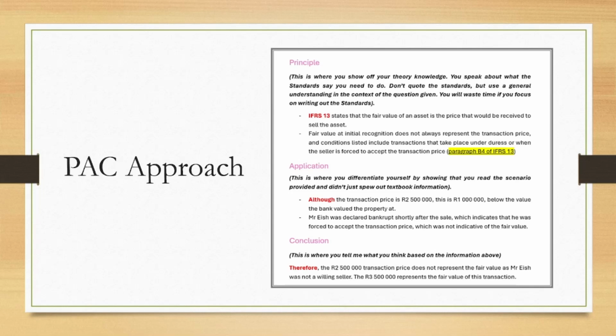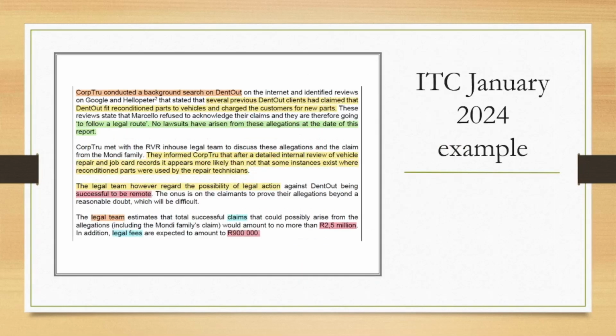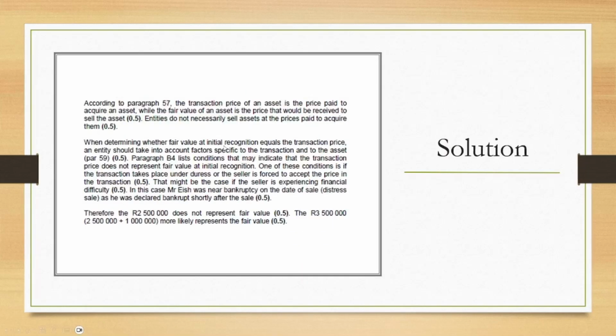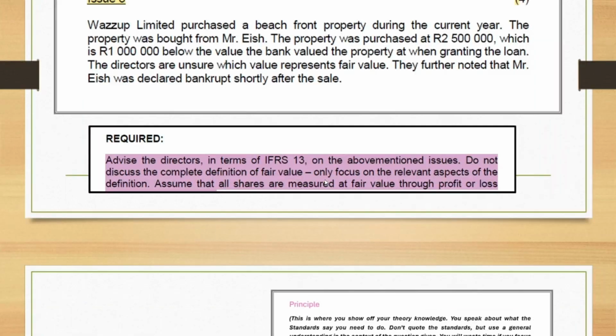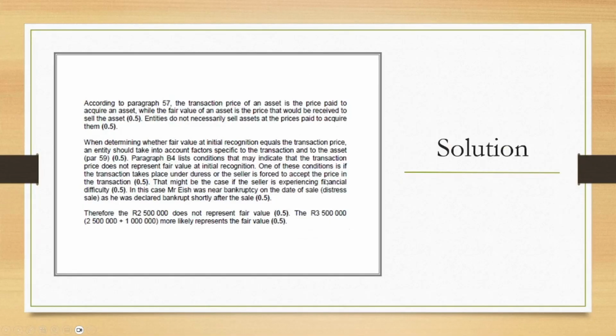So now we go to our conclusion and we say, therefore, the $2,500,000 transaction price does not represent the fair value as Mr. Aish was not a willing seller. The $3,500,000 represents the fair value of this transaction. So this is the actual solution per the textbook, but I think you should pause, look at this, understand how I got to my answer and how this answer came about.